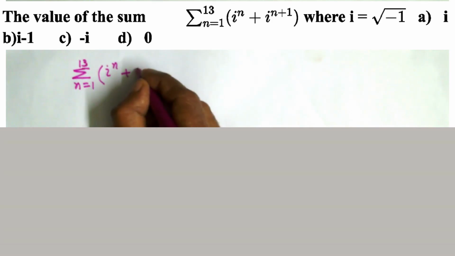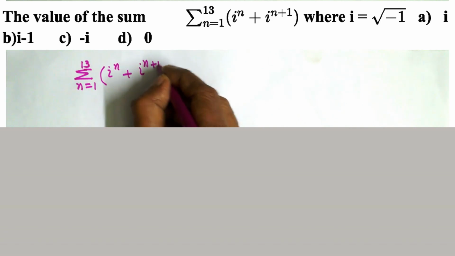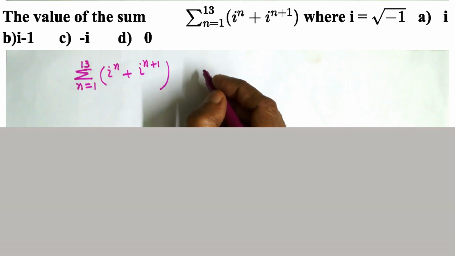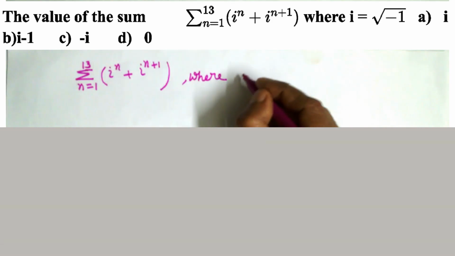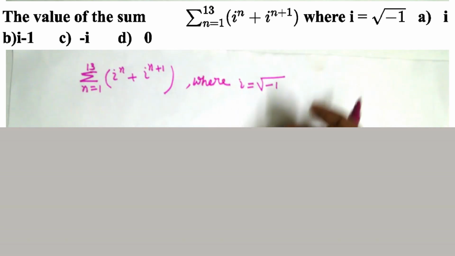Now first write the given expression, that is summation n is equal to 1 to 13 within bracket i to the power n, i to the power n plus 1, bracket closed, where i is equal to root over minus 1.